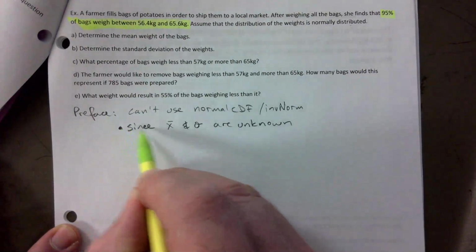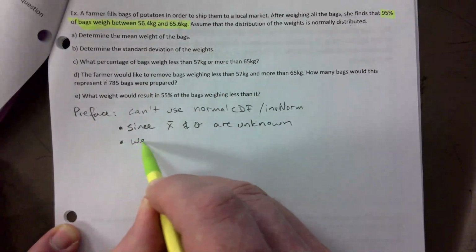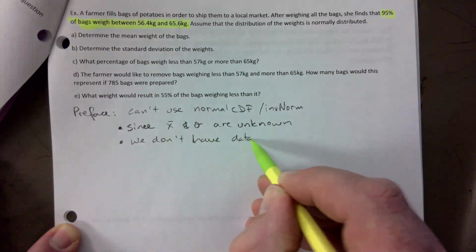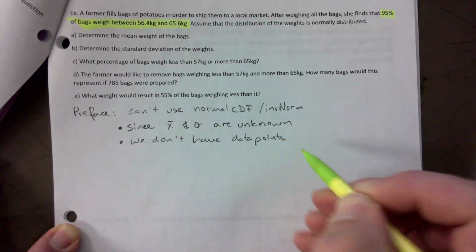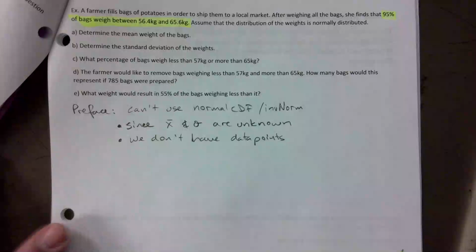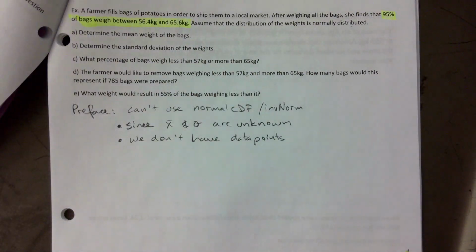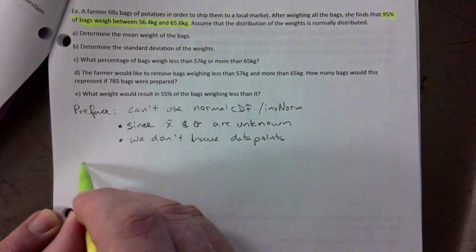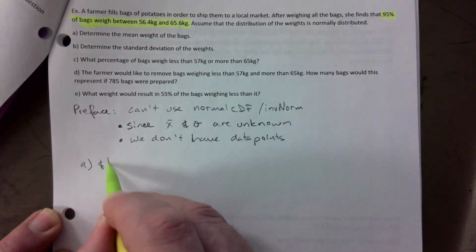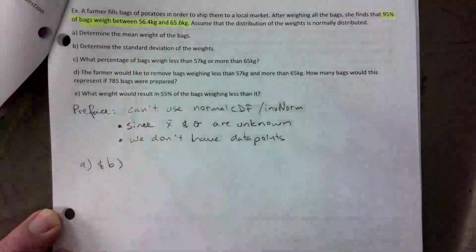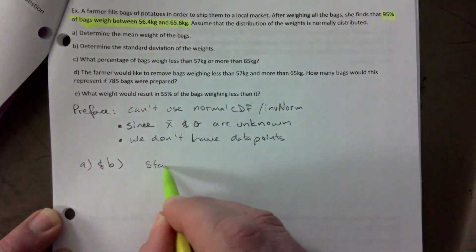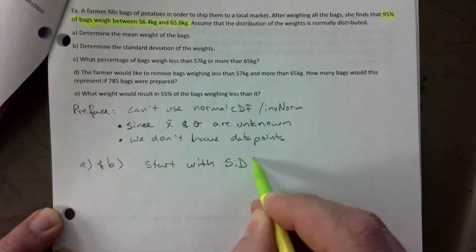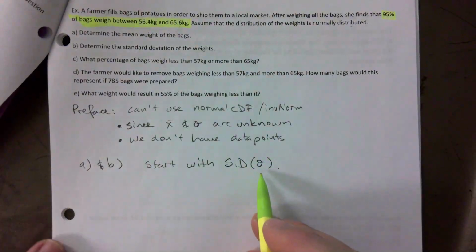I'll make a bullet. This is the main reason. Another reason is we don't have data points as well. So that we don't have the 50 values, the 40 values, like the values that I'm going to give you. No frequency table either. Okay. So A and B, we're going to do A and B together. It says find the mean, find the standard deviation. Start with standard deviation. Okay, we're going to find this first.